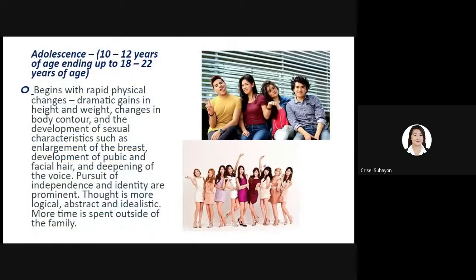And then sa adolescence, 10 to 12 years old, ending up to 18 to 22, begins with rapid physical changes, so dramatic gains in height and weight, changes in body contour, and the development of sexual characteristics, and pursuit of independence and identity are prominent.